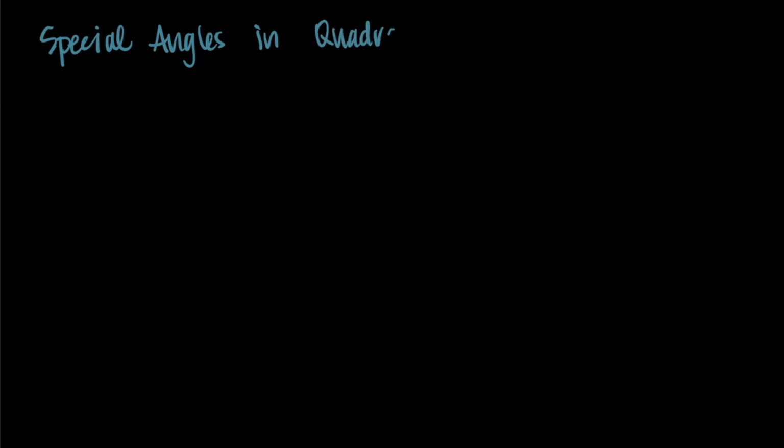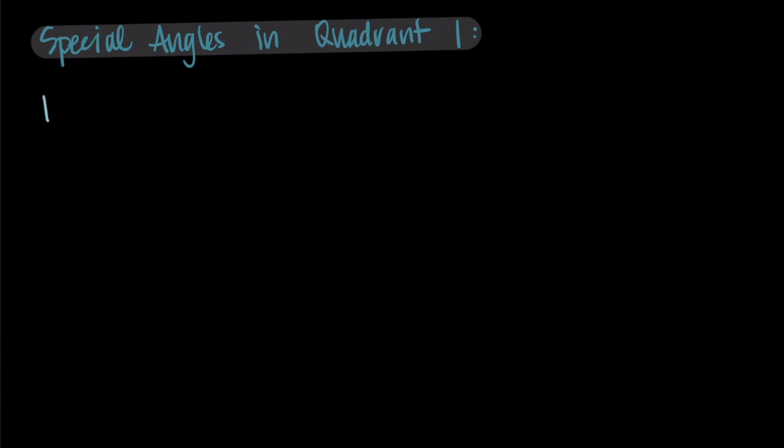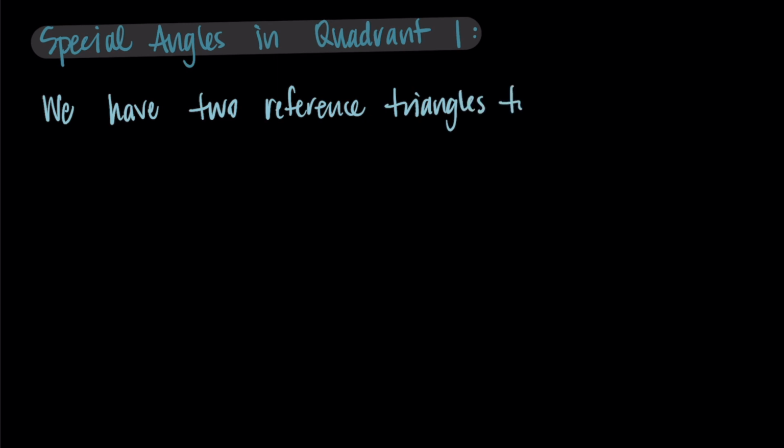Hi, welcome back. In this video, we're going to talk about special angles in Quadrant 1, specifically the sine and cosine values for these special angles. So in a previous video, I established where we have these two reference triangles, and I explained where they came from, but here I'm just going to give you the triangles and we'll move from there.